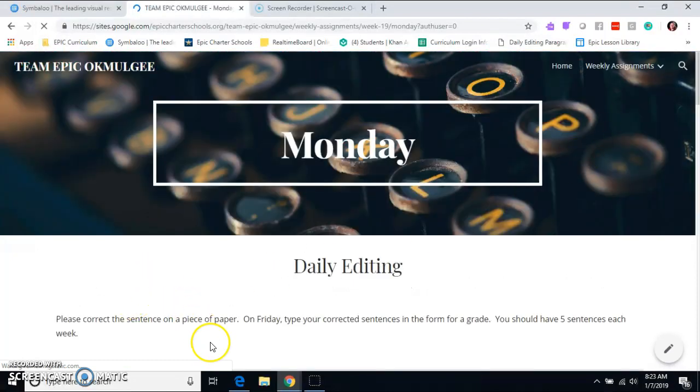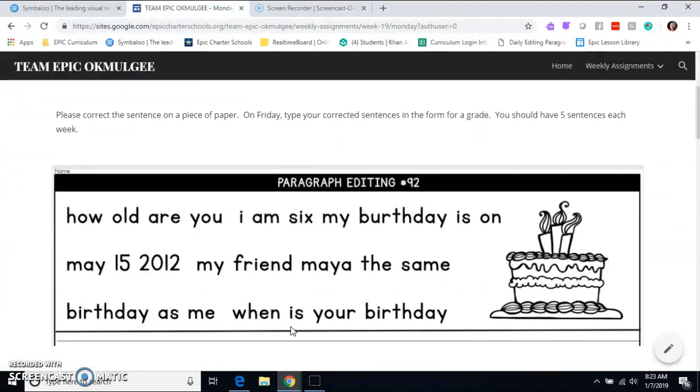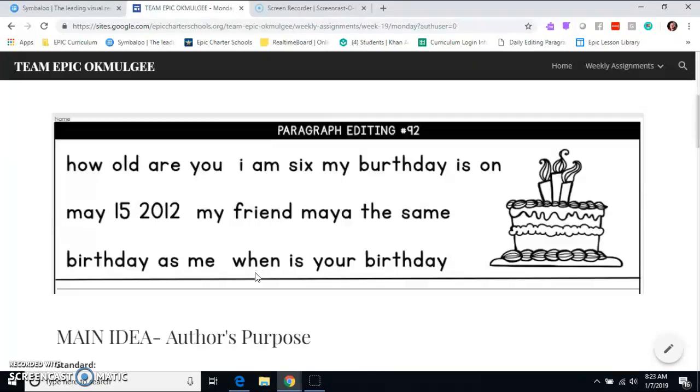The first thing 3rd and 4th graders will do every day is you will do your daily sentence editing. You will get a piece of paper and you will write down this sentence and you will write it correctly. You will need to save your pieces of paper until Friday because you will turn them in on Friday. So get a notebook, a journal, or something and keep track of all of your daily sentence editings.